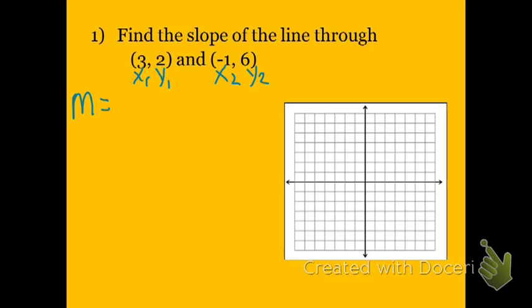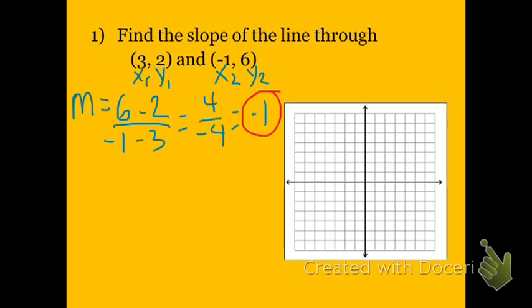So now I'm simply plugging into the formula. So I have 6 minus 2, and I'll put that over -1 minus 3. And when I simplify it, I get 4 over -4. And when I simplify it further, I get -1. So that's the correct answer for the slope, -1. But what does that mean? Well, let's plot these 2 points so you can see.